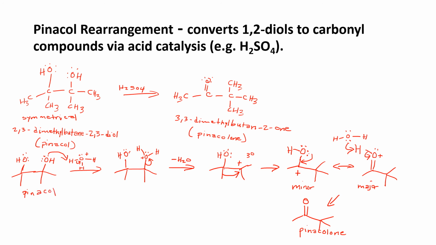And again, for symmetrical diols, it doesn't matter which OH group is protonated here. Of course, because we use the acid catalyst, the hydronium ion is regenerated. Remember, a catalyst is not consumed in the reaction. So this is just one example of Pinacol rearrangement of 1,2-diols to form, in this case, a ketone with a sulfuric acid catalyst.